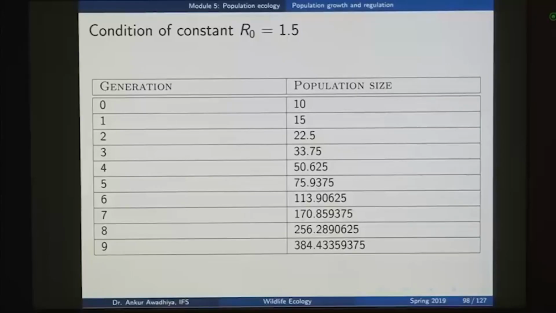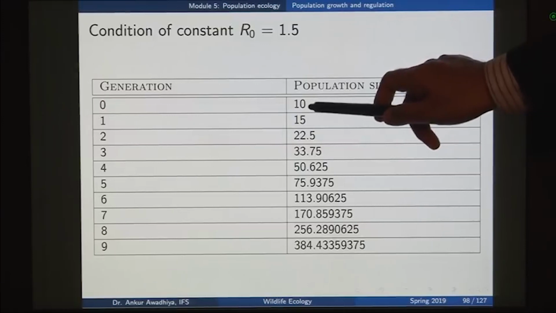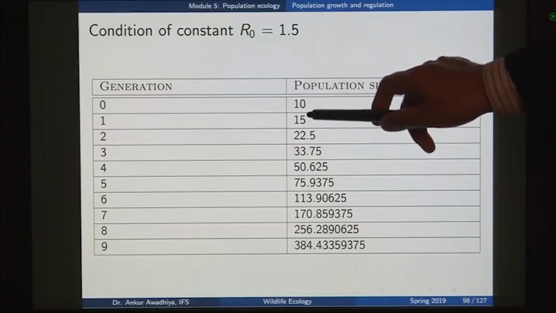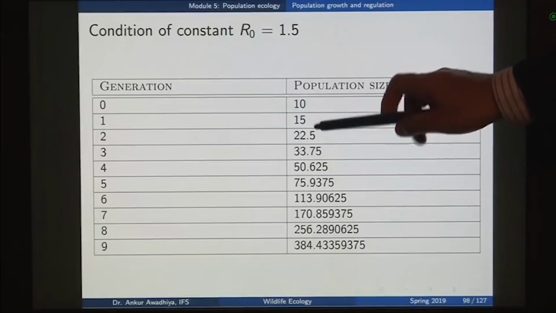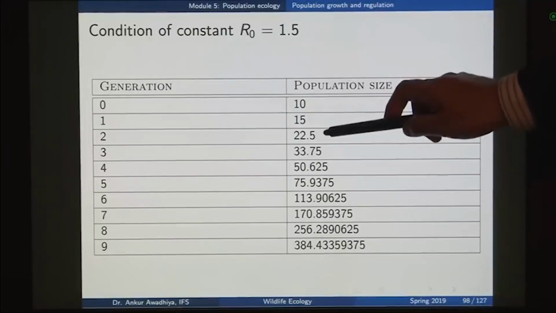But then let us look at one scenario in which we consider r naught is equal to 1.5, and look at different generations, starting with an initial population size of 10. So, in the 0th generation we had a population size of 10. In the first generation the population size will be r naught into the number of individuals in the previous generation. So, 1.5 into 10 is 15. Now, in the next generation it will be 15 into 1.5, which is 22.5.